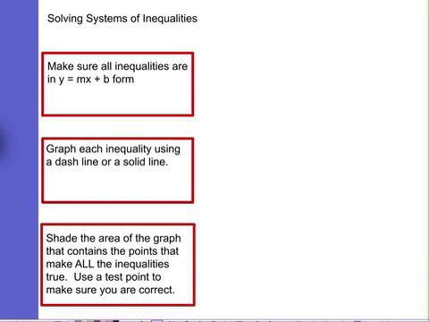Step 2, we graph each inequality using a dashed line or a solid line. Remember, if it has an equal mark, we use a solid line. Otherwise, we use a dashed line. In step 3, we shade the area of the graph that contains the points that make all the inequalities true. We use a test point to make sure that we are correct.